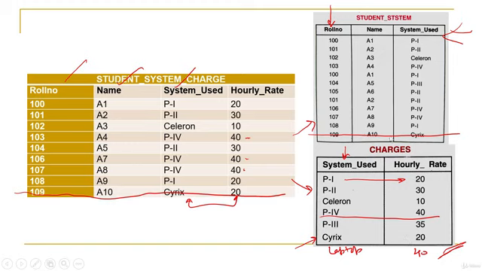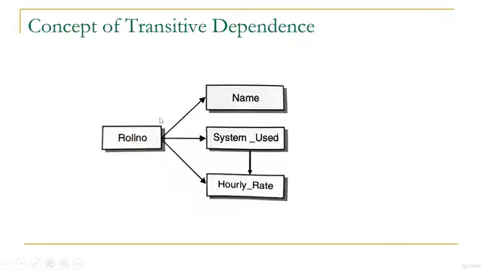So we have solved the problem of insert. We can insert laptop 40 without having a corresponding student. We can change the hourly rate by having only a single update operation. We can remove the data of a student without affecting the corresponding system and hourly rate information. So this way, by using third normal form, we are able to solve its problem. Why do we have a case of third normal form? Because this FD diagram has a case of transitive dependence, because there is a dependence between system used and hourly rate, and these are two non-key attributes having functional dependence among them.